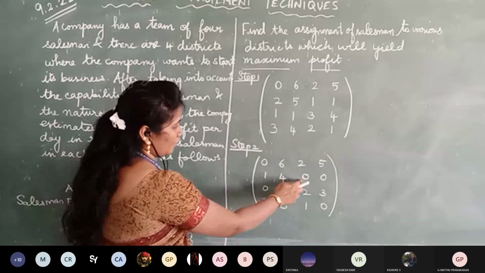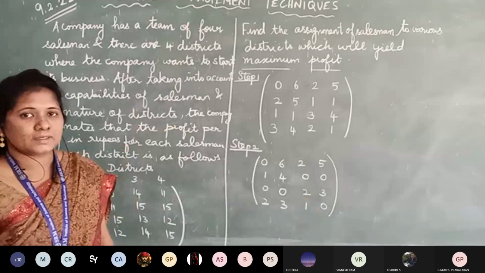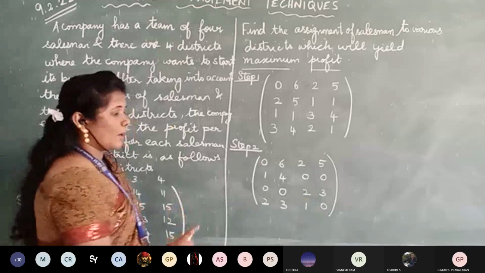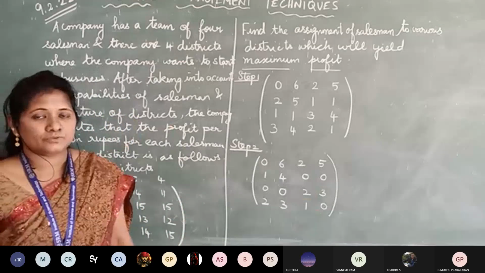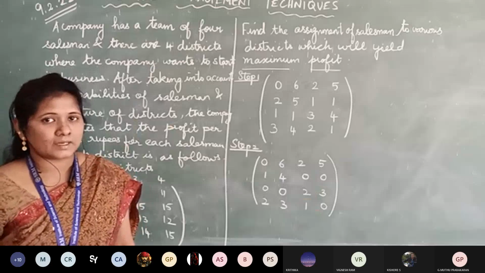The third column you have got an allocation. Fourth column also we have got allocation. So directly you can start allocating. So how do you allocate? For each row, if you've got 1 allocation, start with that. Okay, you can allocate that row.